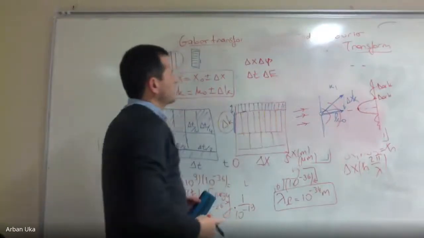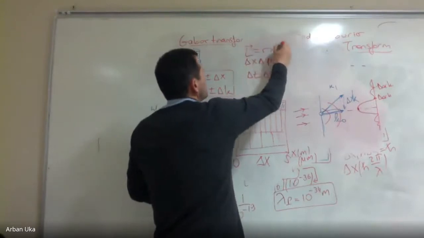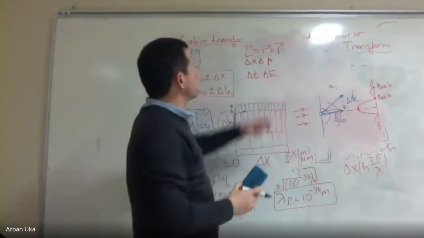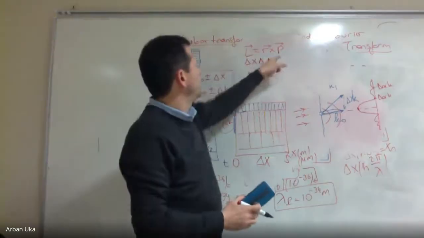So it's like this. Here's the angular momentum, L. Momentum, this is equal to R cross P, right? So mathematically, R is delta x, P is P.